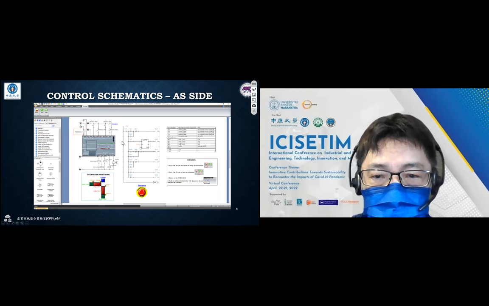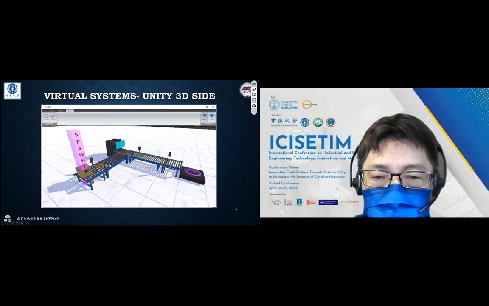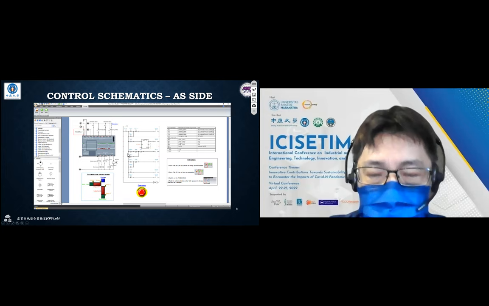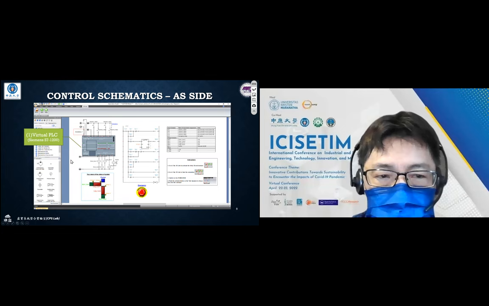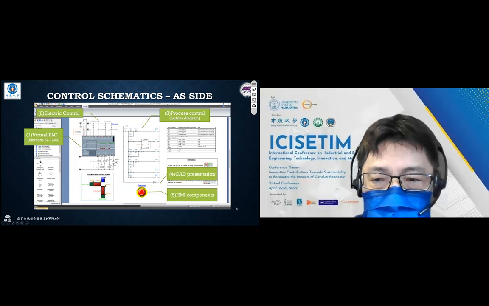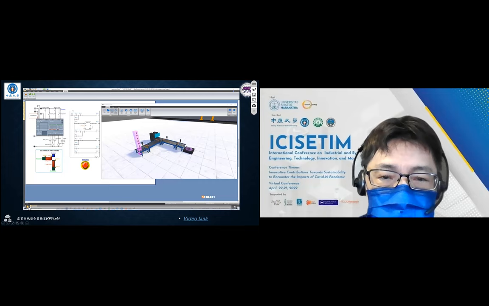This is a top view. As you can see, there is one long conveyor, a pusher, another long conveyor, and a short conveyor. From the top view, it looks like this, with this pusher. So in either side, you can see the result. Of course, there is some technology behind, but we just show this one. This is the virtual PLC, this is electrical control, and this is process control. This is CAD, and this is HMI, because you can create a human machine interface, like a control panel.